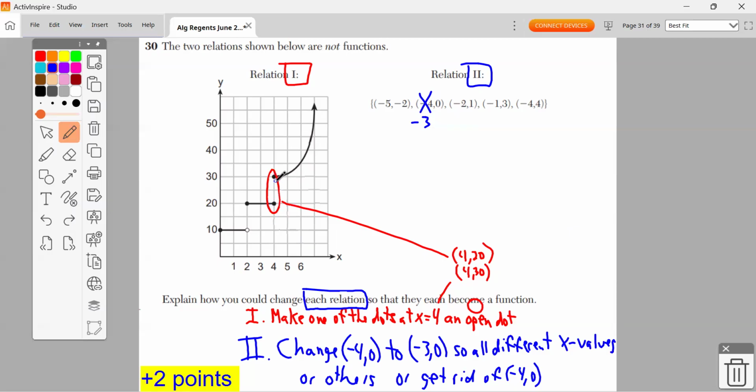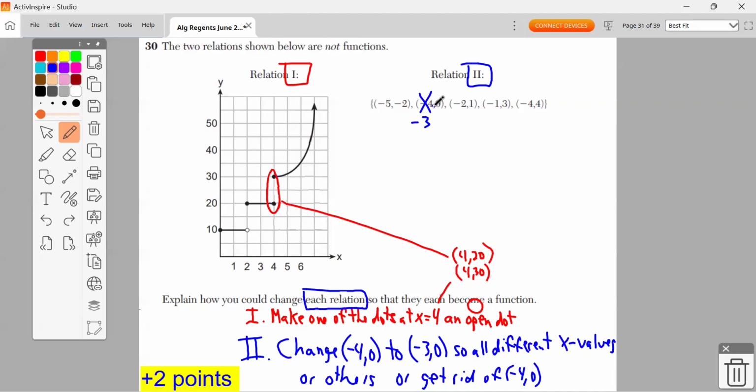Well, how could we make it a function? We could make one of them become an open dot. That way we wouldn't have two dots directly above each other. So either change 420 or 430 to an open dot, and that way it becomes a function.